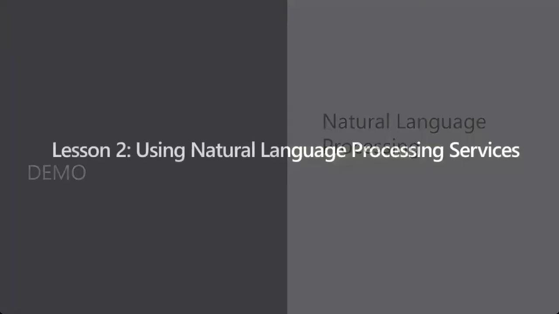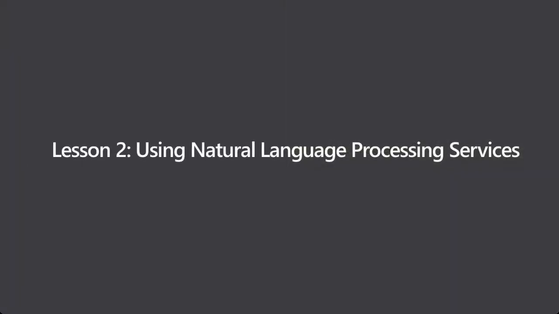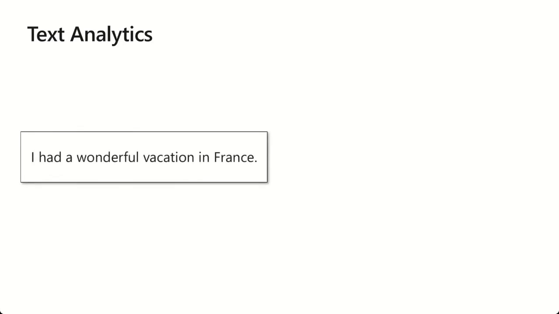So let's continue with the second part of this module that is really using natural language processing services. Let's take a look at each one of them. So the first one is text analytics. And as the name suggests, it is used to analyze text documents. For example, you use the text analysis service on the text, "I had a wonderful vacation in France." And then the service can determine the language that the text is written in. So it will probably say predominant language, English.